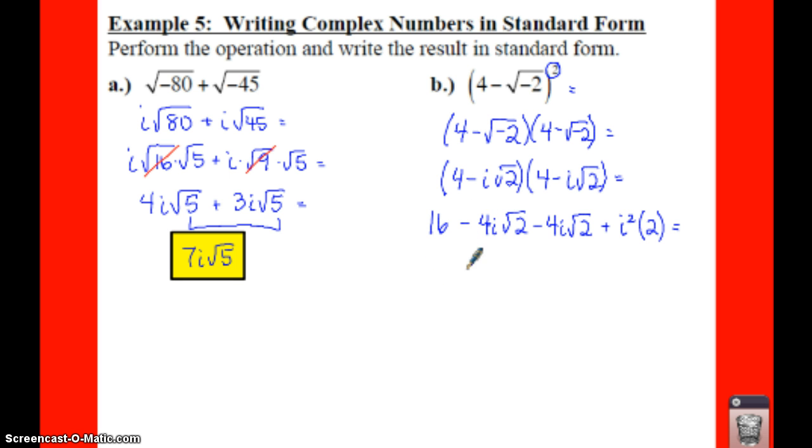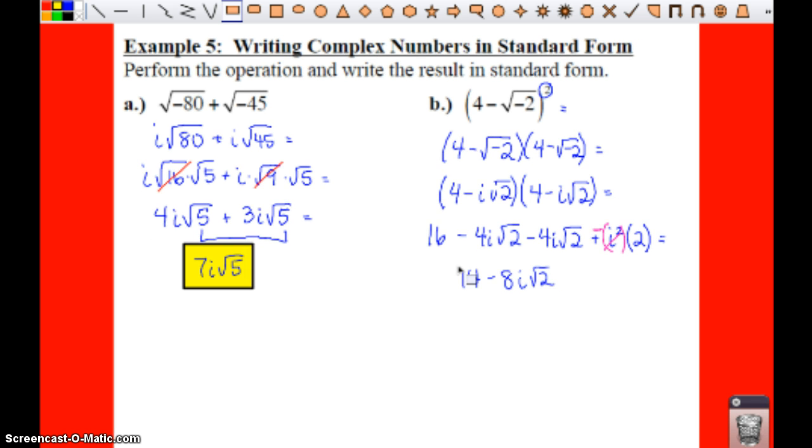So what we can do is combine, well actually before that, let's simplify this i squared. If you have an i squared, that becomes a -1. So this makes the positive 2 a negative instead. So what we really get is 16 minus 2, which is 14, minus 8i radical 2.